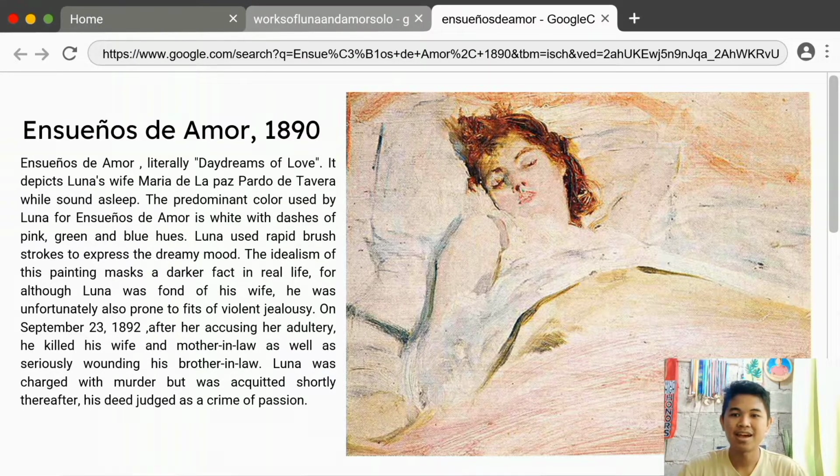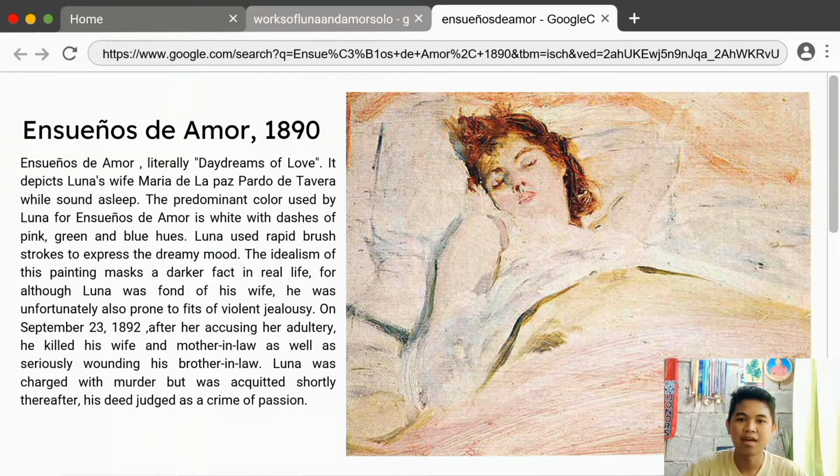En Sueños de Amor, literally, daydream of love. This is a dreamy oil-on-wood painting by Filipino painter and revolutionary activist Juan Luna. It depicts Luna's wife Maria de la Paz Pardo de Tavera while sound asleep. The predominant color used by Luna for the Ensueños de Amor is white with dashes of pink, green, and blue hues. Luna used rapid brushstrokes to express the dreamy mood.